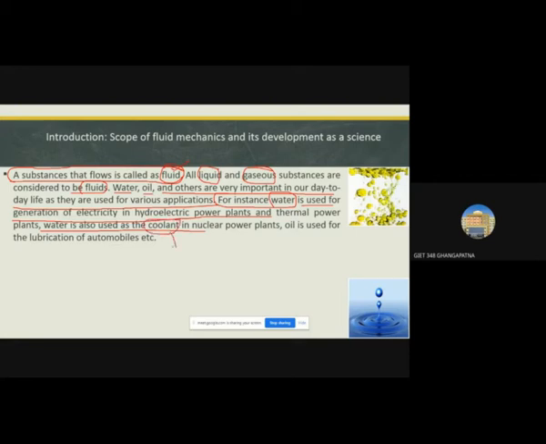Coolant means it cools a surface. I hope you might have seen in a car, there is a radiator, a radiator box where you put water. If the car's engine is becoming heated up, you are using coolant in the form of water. I think you have seen it.